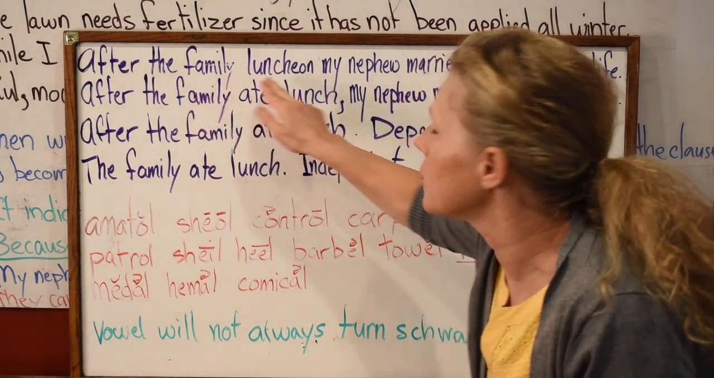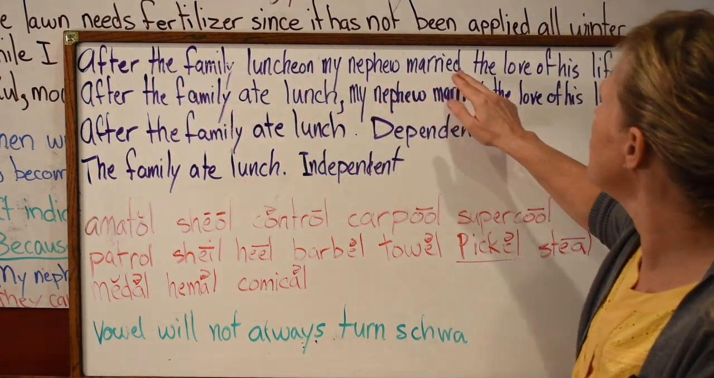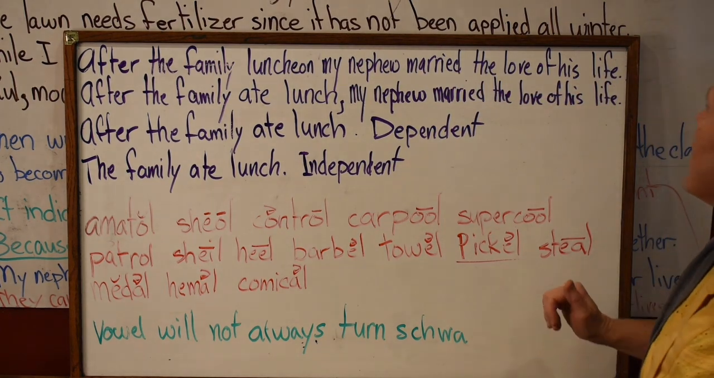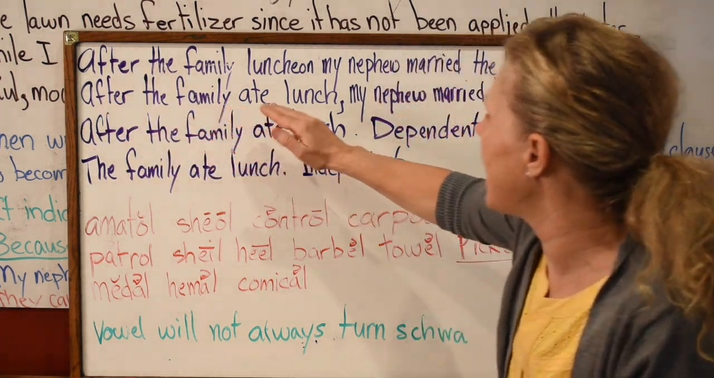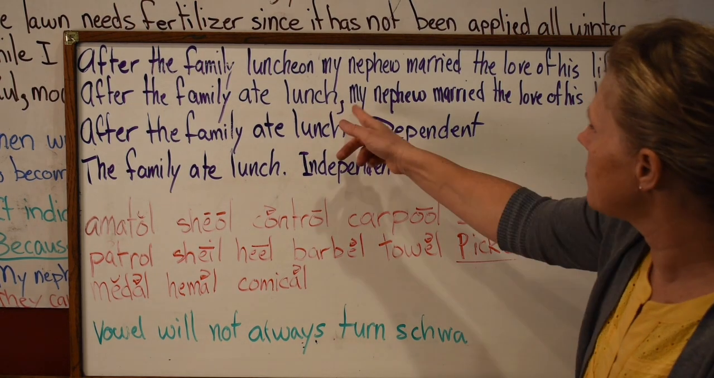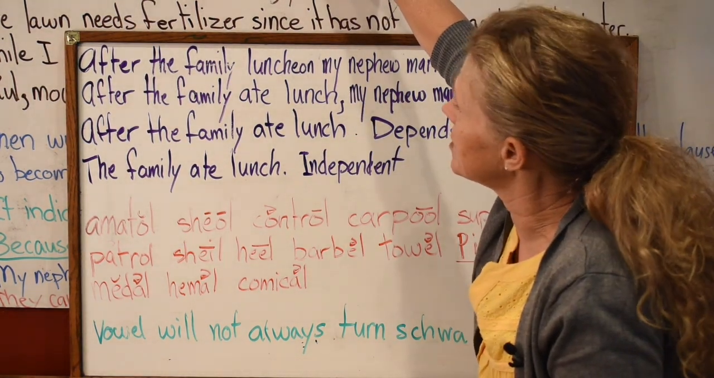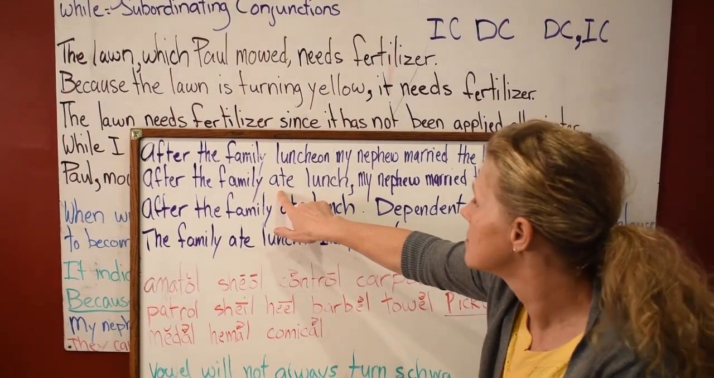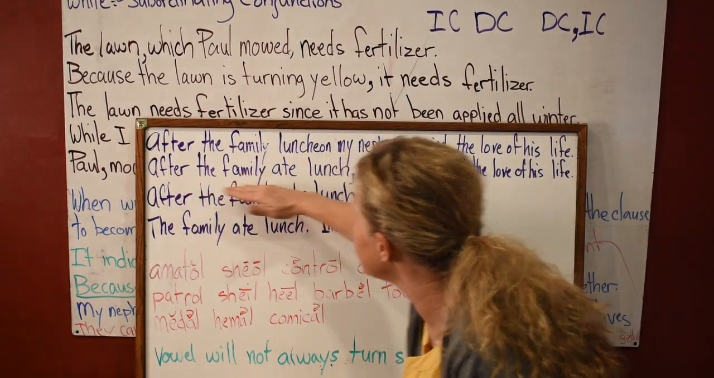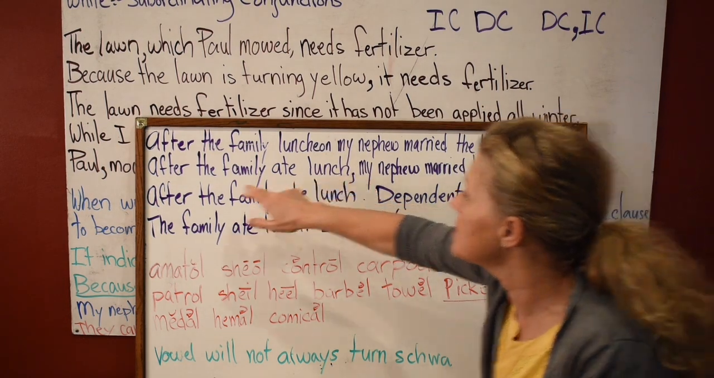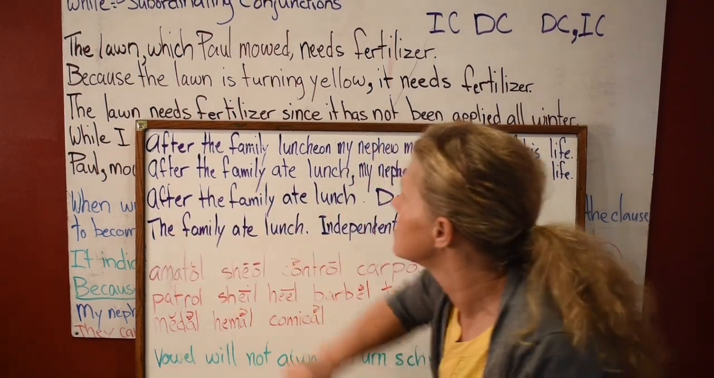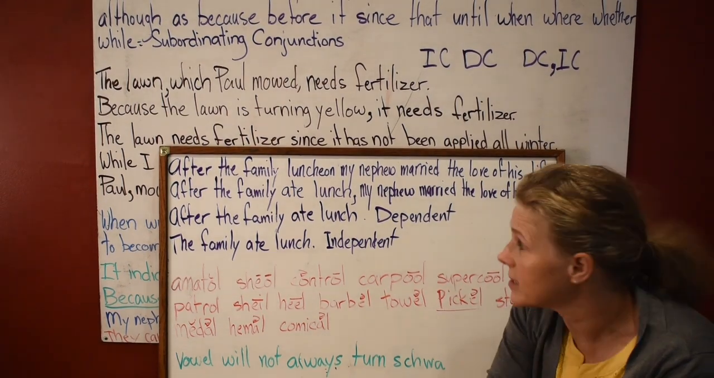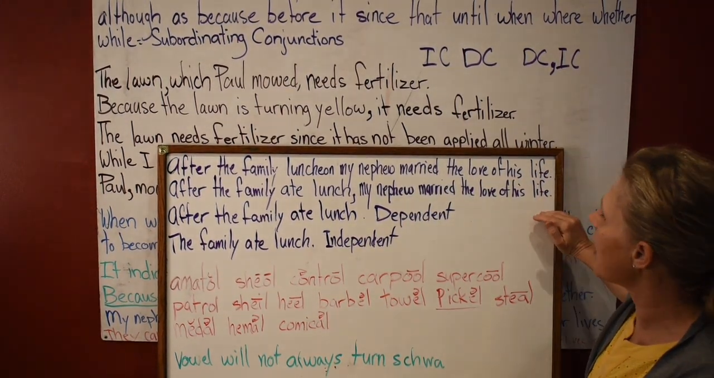You don't have a subject and verb in here. My nephew married. Look, subject and verb. This is your main clause. But look, after the family ate lunch, why are we putting a comma here? This is a subordinating conjunction. After the family ate lunch, you have a subject and a verb. So this right here is a dependent clause with a subordinating conjunction. Then you need the comma for that reason. My nephew married the love of his life.